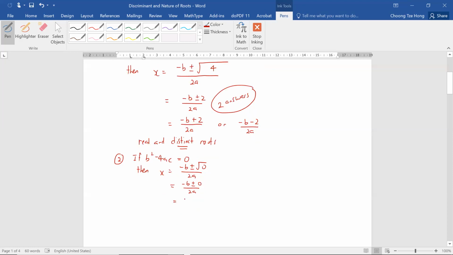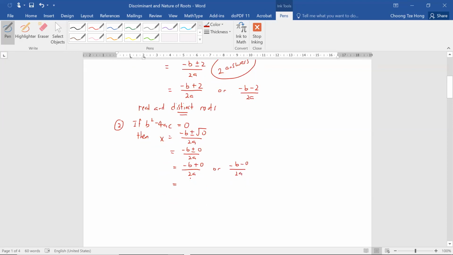Okay, so your two answers will be minus b plus 0 over 2a, or minus b minus 0 over 2a. But if you think about this, if you take minus b, you plus 0 or you minus 0, it doesn't make a difference, right? In the end of the day, you will still get the same answer, minus b over 2a, or minus b over 2a. So can you see these two answers are equivalent or equal to one another?